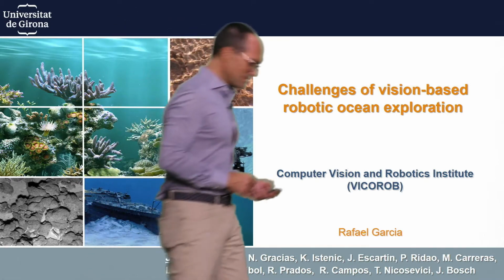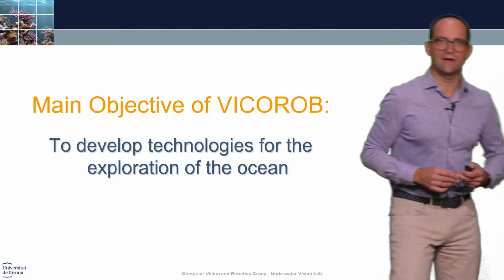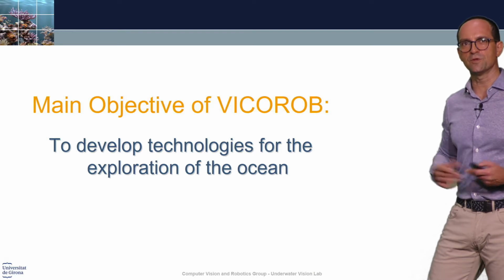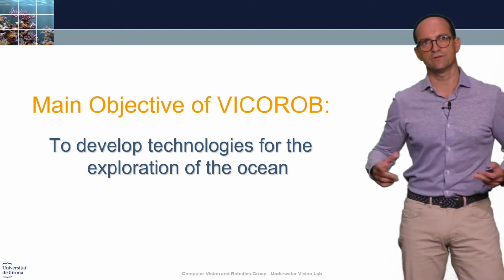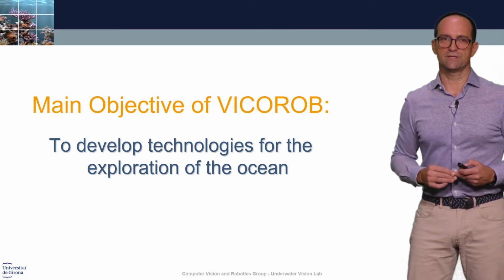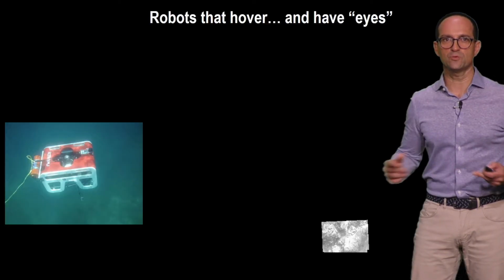So let's start the talk by asking what is the main objective of our institute, the Computer Vision and Robotics Institute of the University of Girona. Basically, we develop technologies for the exploration of the ocean. And how do we do this?